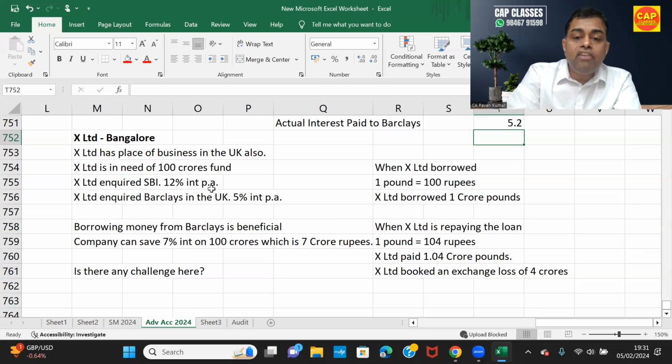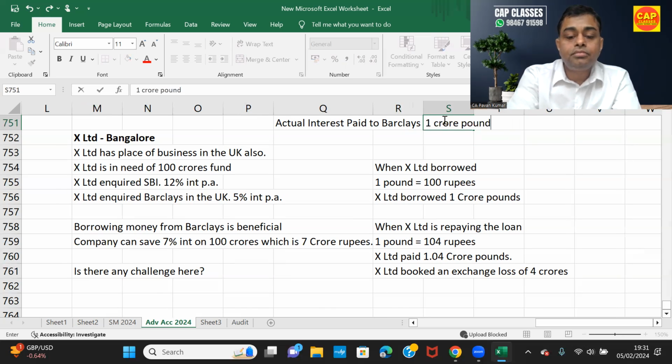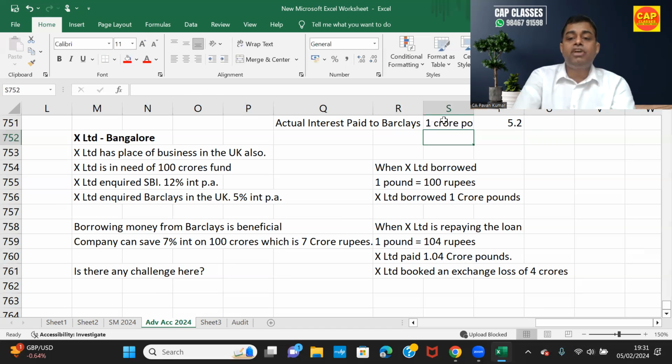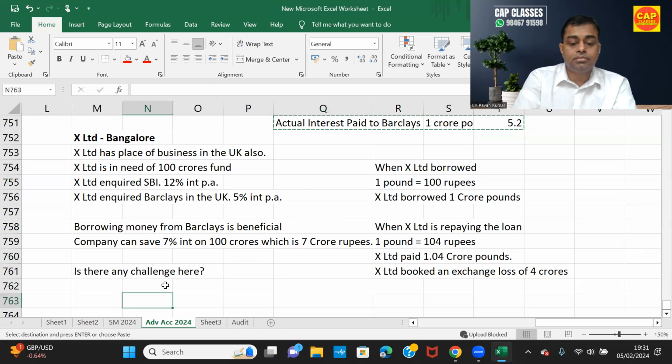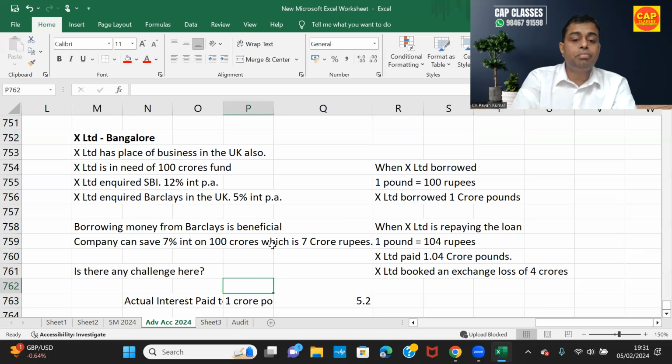How did you pay it? You have paid it on 1 crore pounds into 5%, on the date of payment 104 rupees. So it is like this. Actual interest paid is like this.